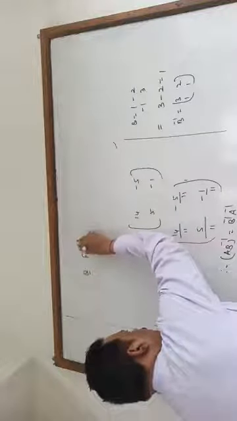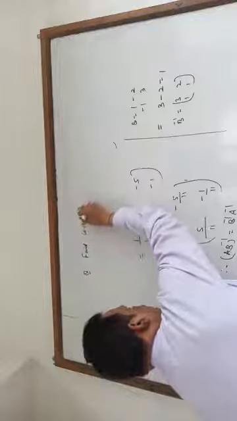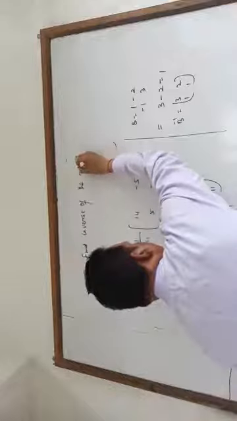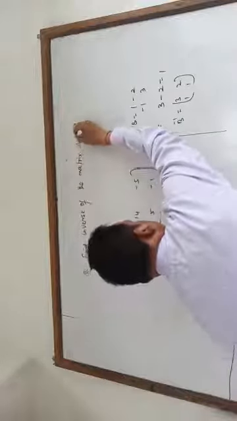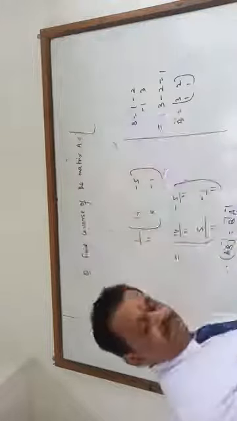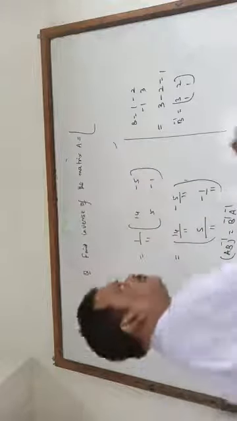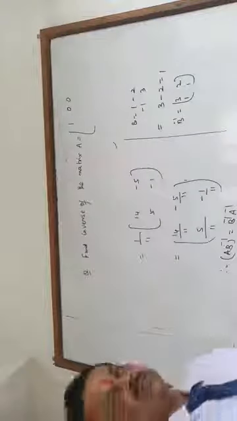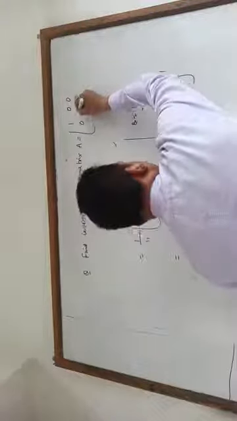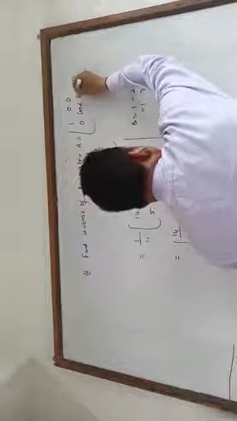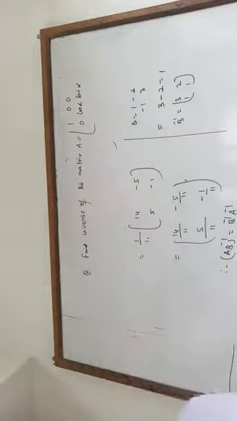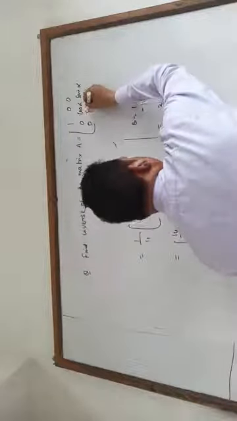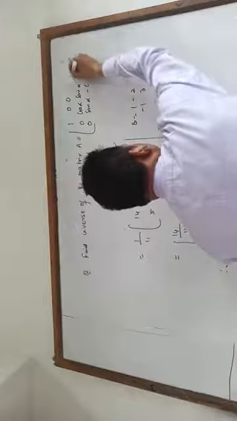Find the inverse of the matrix A, which is 1 0 0, then 0 cos alpha sin alpha, then 0 sin alpha minus cos alpha. Okay.